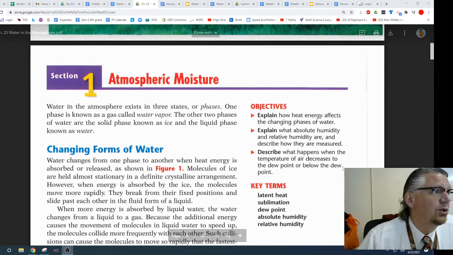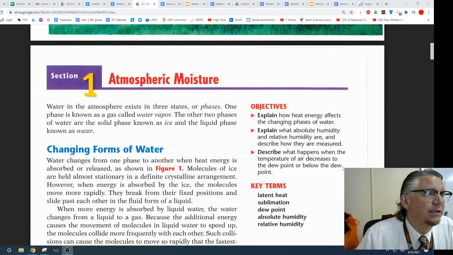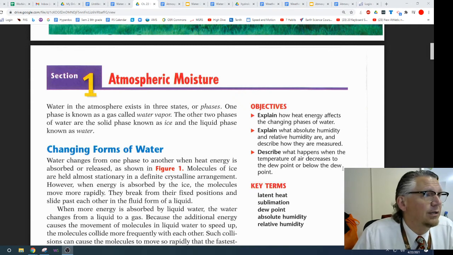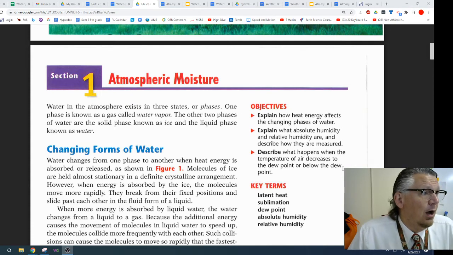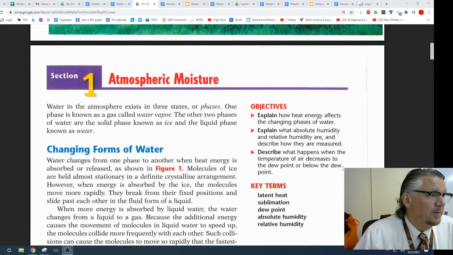Atmospheric moisture. Water in the atmosphere exists in three states or phases. One phase is known as or called water vapor. The other two phases of water are the solid phase known as ice and the liquid phase known as water.